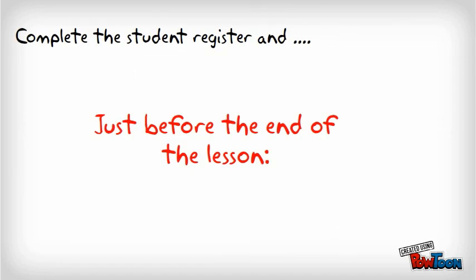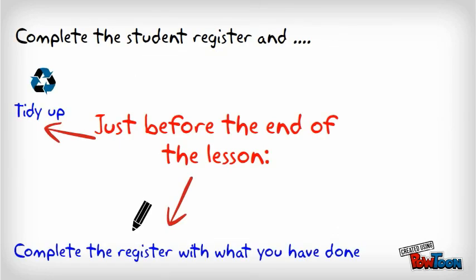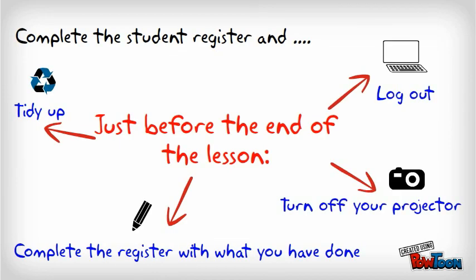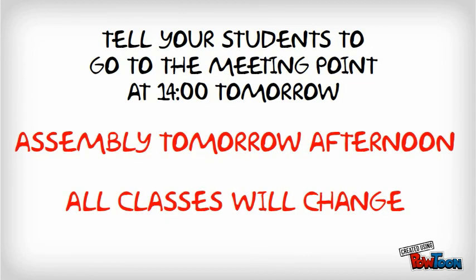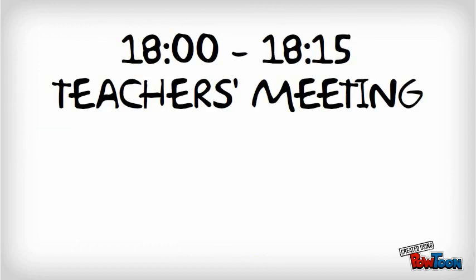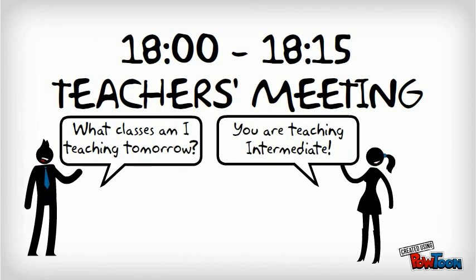Just before the end of your lesson, finish up, tidy up, fill in your register, and shut everything down, just as you did earlier. Remember to tell your students to go to the meeting point tomorrow at 2 o'clock. Please remind them there will be an assembly tomorrow afternoon, and because new students are joining us, all classes will change. Now make your way back to the teacher's room for a meeting. As soon as everyone is back, we will tell you what you are teaching tomorrow.